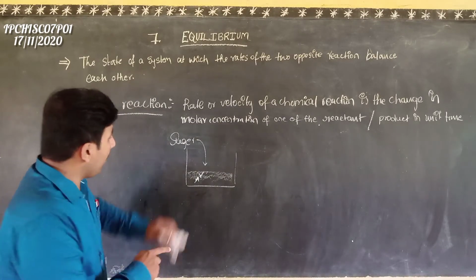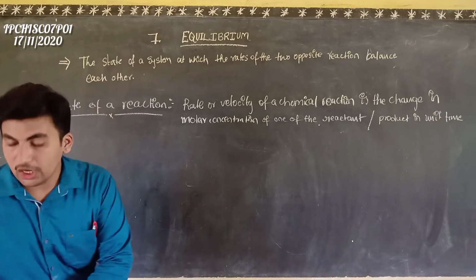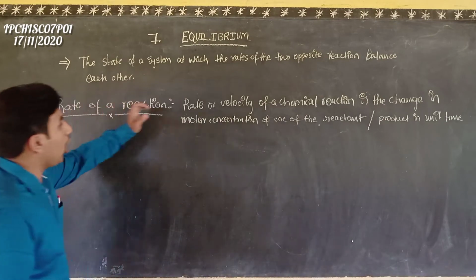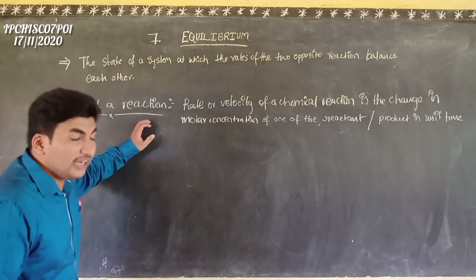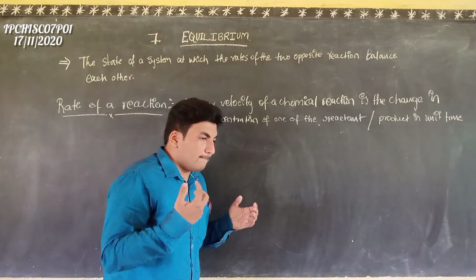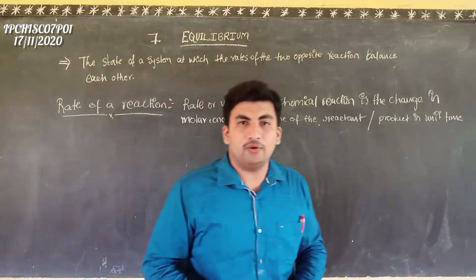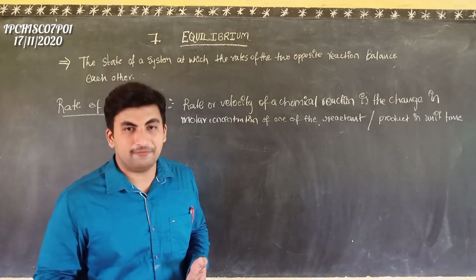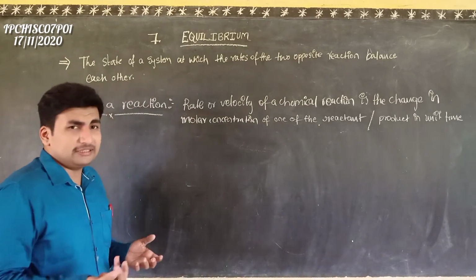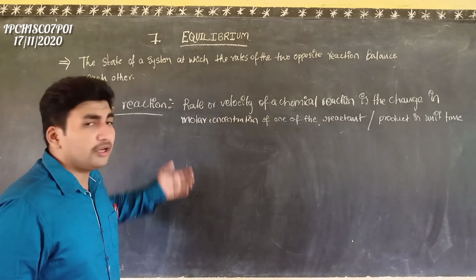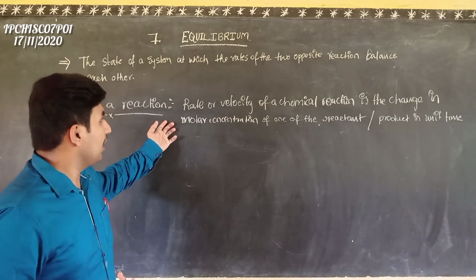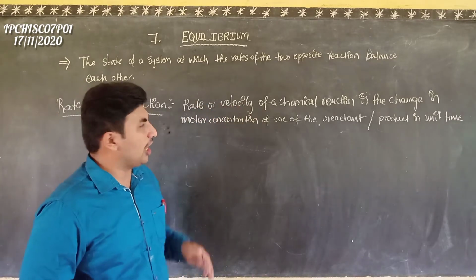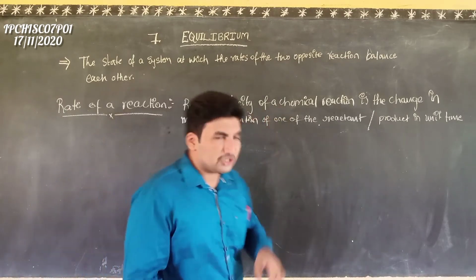Before that, one more term we have to study before understanding the definition of equilibrium. That is the rate of reaction. If you go on a bike or any vehicle, there is velocity. You know the term velocity, right? In physics. In chemistry also, the velocity term is required related to a chemical reaction. Rate or velocity, one and the same. Rate or velocity of a chemical reaction.